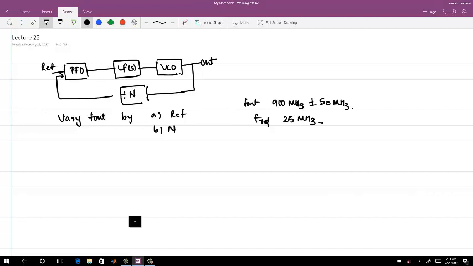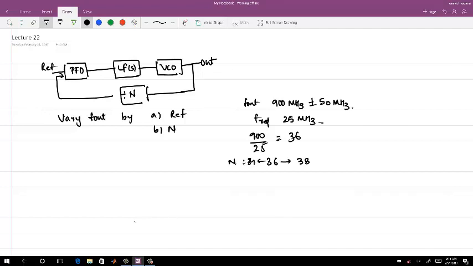So surely you are not going to change the reference because that is coming from the oscillator. What you change is the divider ratio. So the divide ratio for this is 36, right? 50 and 60. You want to change the divide ratio from 36 to either 38 or 34. This is what you want to change.